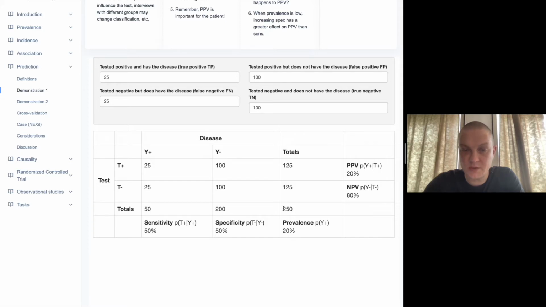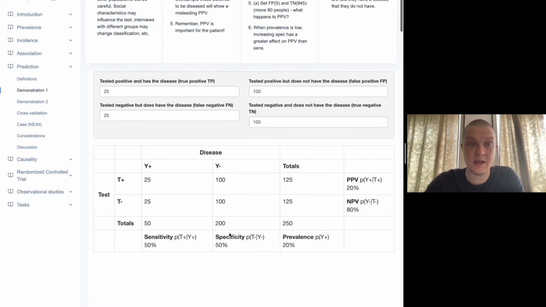So we have a total of 250 people here, and 50 of them have the disease, so the prevalence is 20%. Of the 50 people who have the disease, the test is positive in 25 of them, so the sensitivity is 50%. And among the 200 who do not have the disease, the test is negative for 100 of them, so the specificity is 50%. We won't worry about the rest of the table now, we'll look at that later.